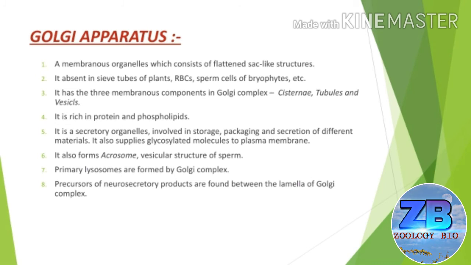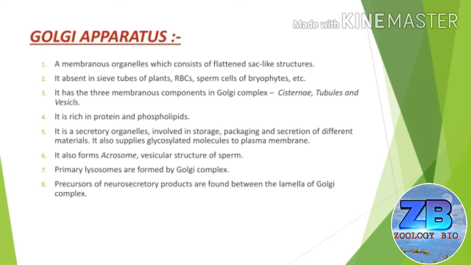And now the next organelle is the Golgi apparatus or Golgi complex. It is also a membranous organelle which consists of flattened sac-like structures. These were first reported by Camillo Golgi in the year 1897, who also got a Nobel Prize for this work in 1906. Plant and fungal cells have a single stack of Golgi apparatus. It is also called dictyosomes. The Golgi complex is absent in sieve tubes of plants, RBCs, sperm cells of bryophytes, etc.